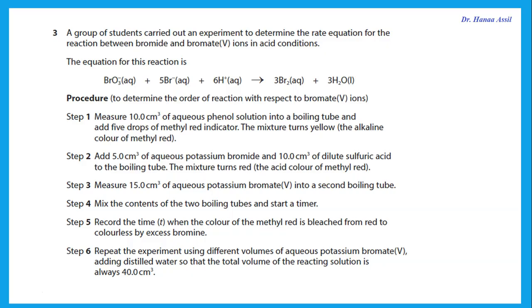So measure 10 centimeter cubed of aqueous phenol solution into a boiling tube. Add 5 drops of the indicator, methyl red. The mixture turns yellow. Add 5 centimeter cubed of potassium bromide, 10 centimeter cubed of acid to the boiling tube. The mixture turns red. Measure 15 centimeter cubed of potassium bromate into a second boiling tube, and then mix the contents and start a timer.